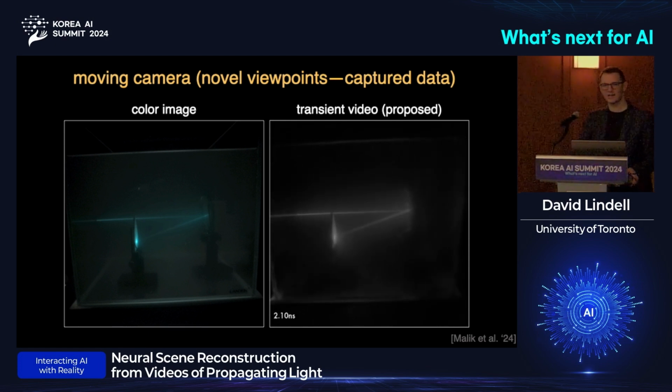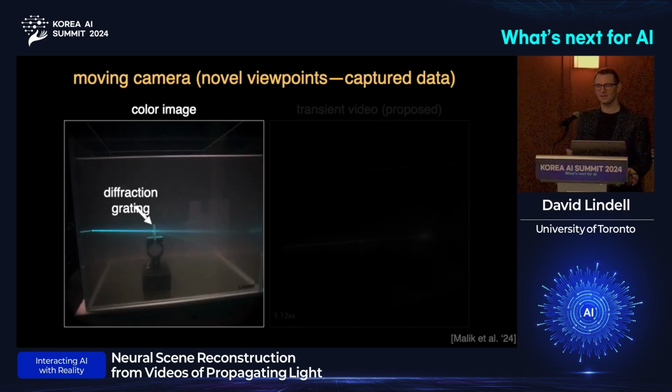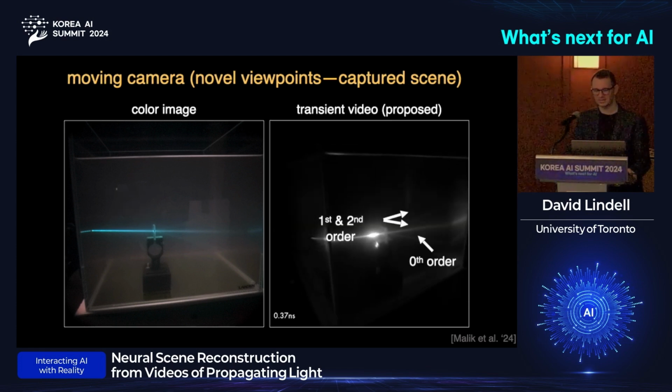Okay, here's another example in the tank of water. We put a diffraction grating here. A diffraction grating is an optical element that splits a beam of light into multiple different beams through diffraction. Let's see what this looks like.